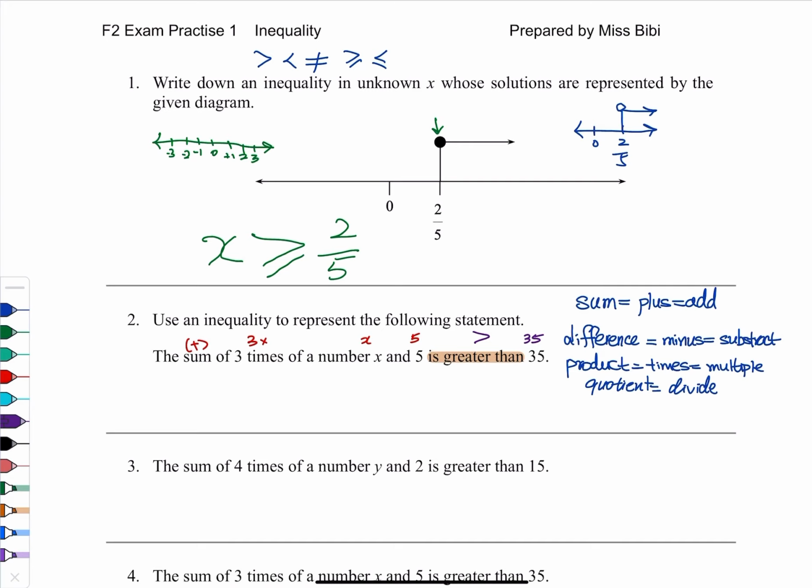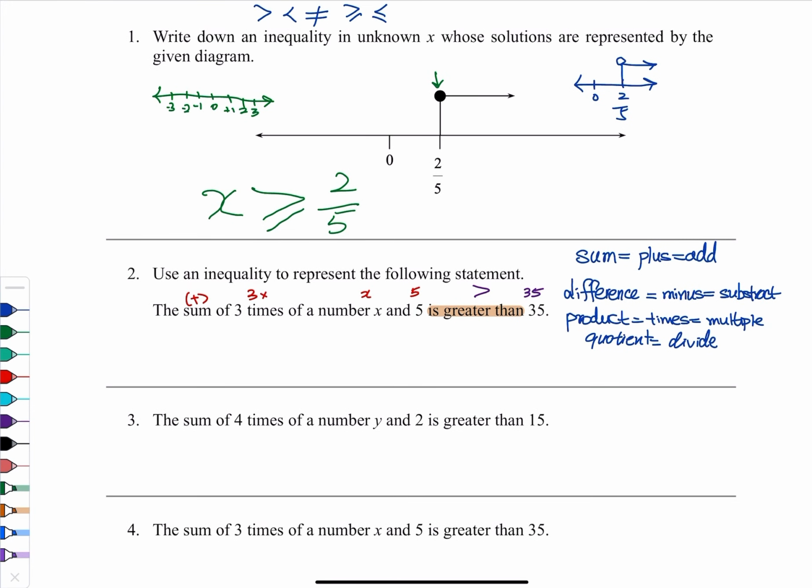So we have so many things now. We need to have the sum of what 2 things? 3 times the number x, so 3x, and 5. So the sum of this thing and 5. So your answer will be 3x plus 5 is greater than 35. That's your final answer. Easy.